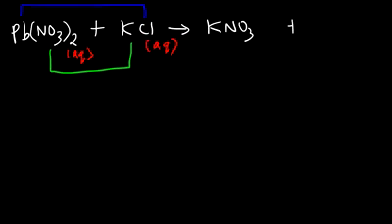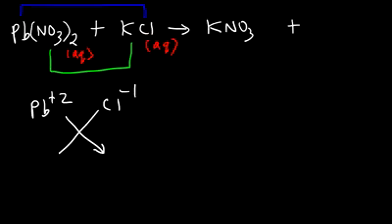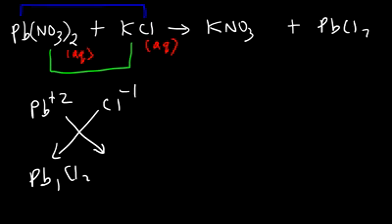Now the other product, we need to pair up lead and chloride. Lead has a positive 2 charge, and we can tell based on how many nitrate ions are attached to it. Each nitrate ion has a -1 charge, and there are 2 of them. So to neutralize the 2 nitrate ions, lead has to have a positive 2 charge. Chloride has a -1 charge. So when you combine these two, it's going to be PbCl2.